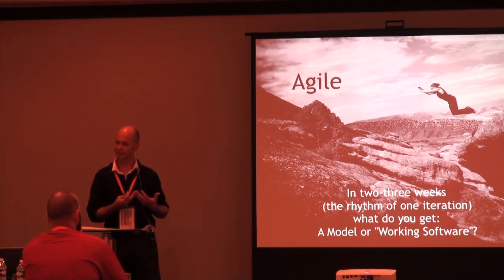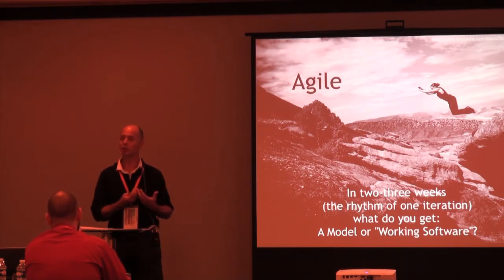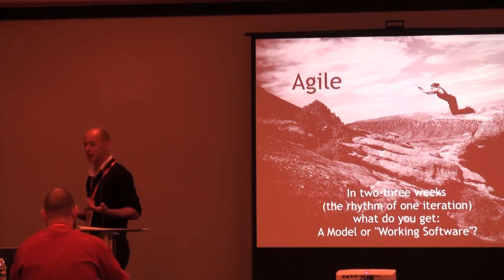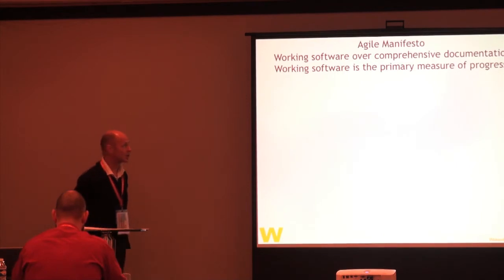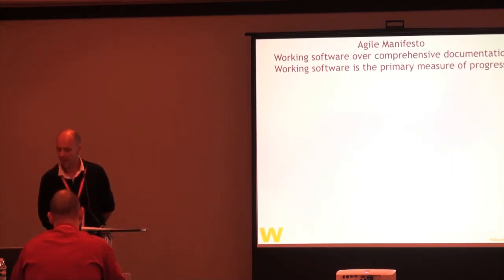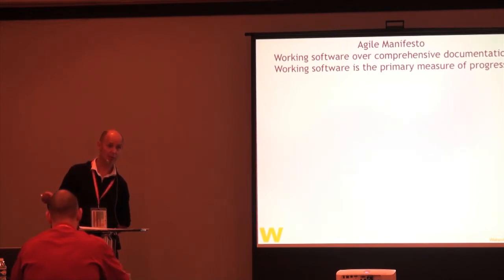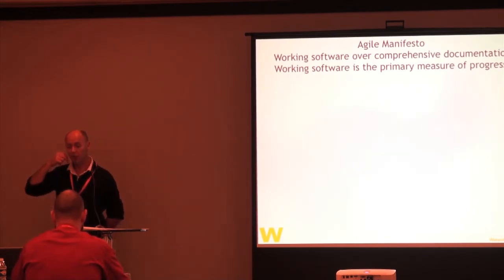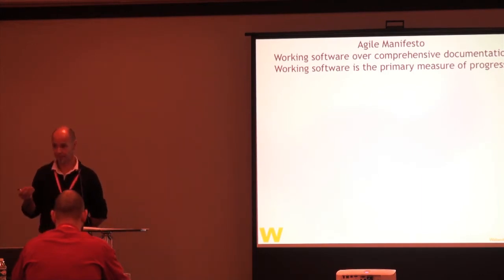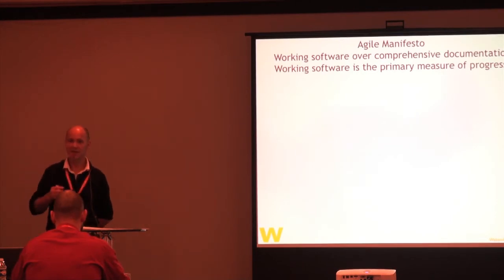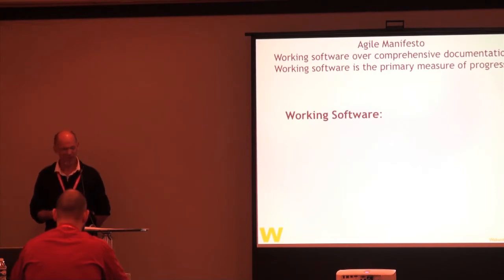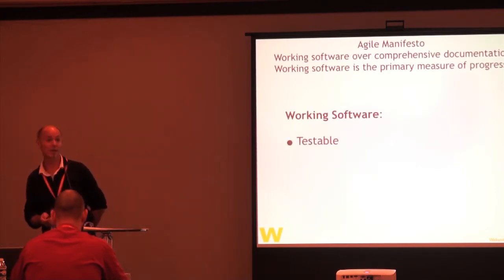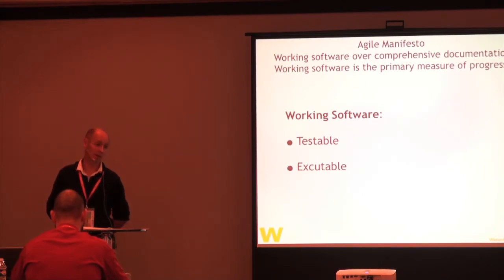We need to collect the business requirements. We need to know about the business domain. But how does it help us to build a working software? In the Agile Manifesto, they say that working software is a priority over comprehensive documentation. They also say that working software is a primary measure of progress. So how is the software we are building being able to be used by the user? What is working software? Basically, it should be testable and it should be executable.